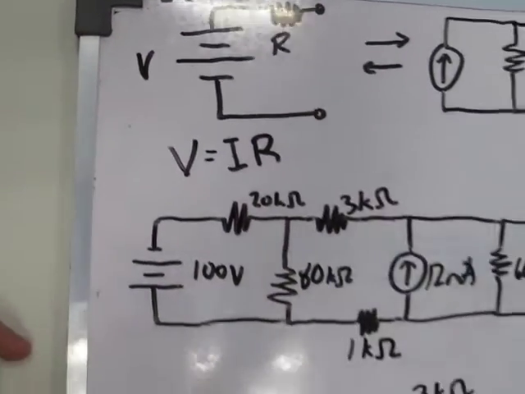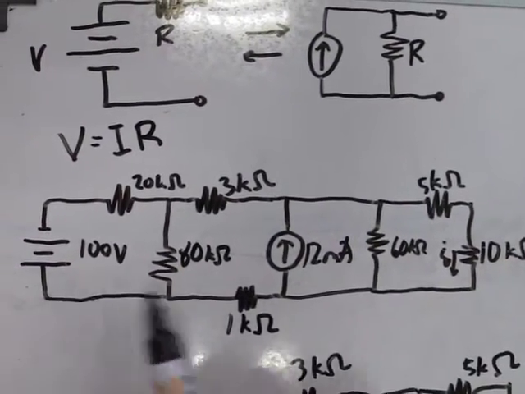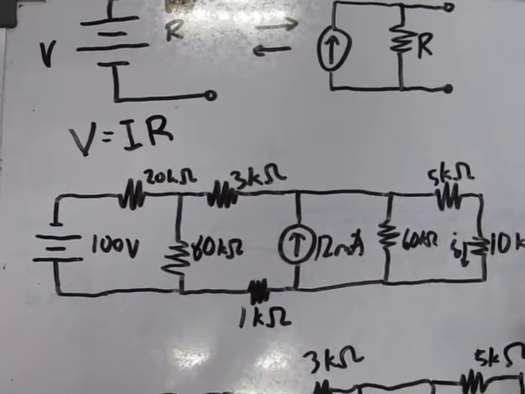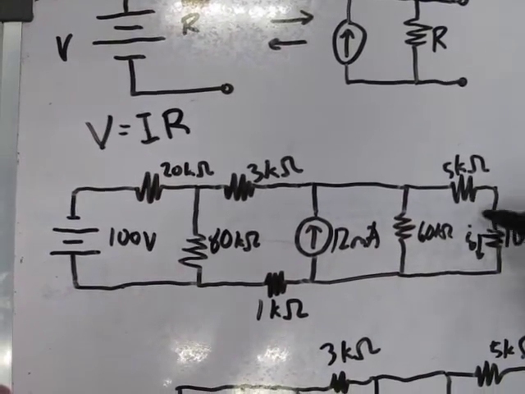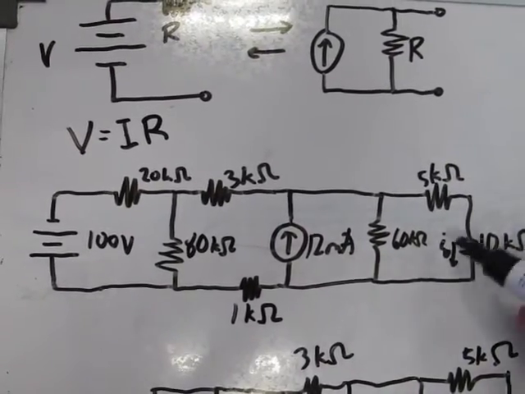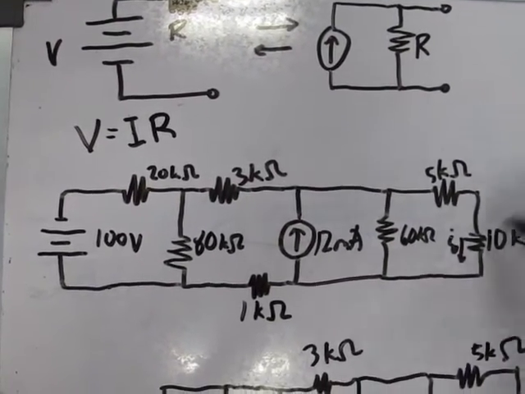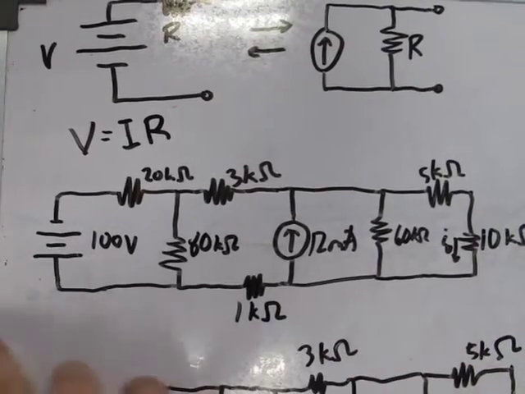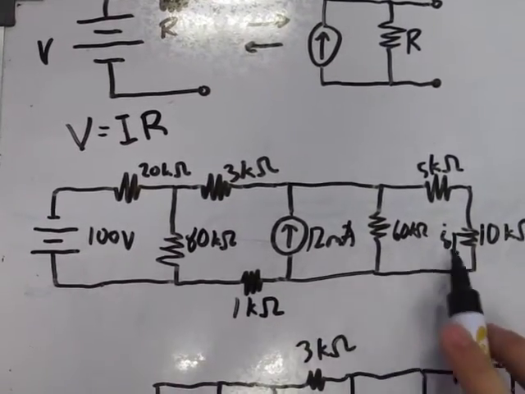For our first example, we are given this circuit and we need to find IO. So first, since IO is located to the right of the circuit, we will be simplifying the circuit from the left going to the right.